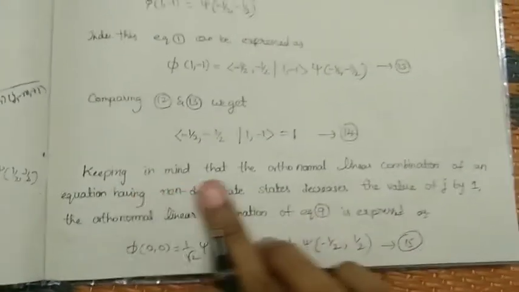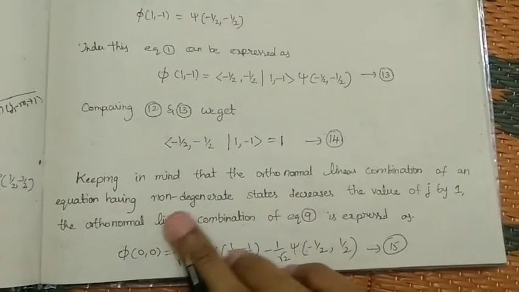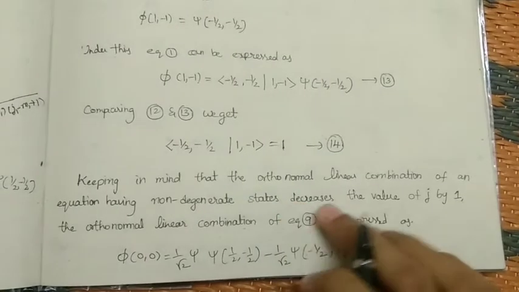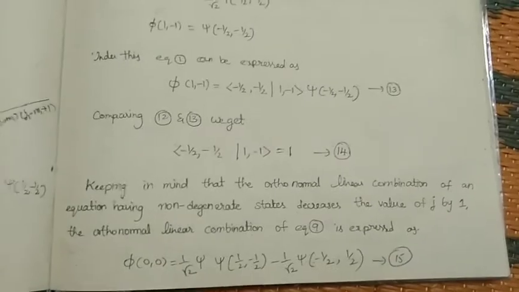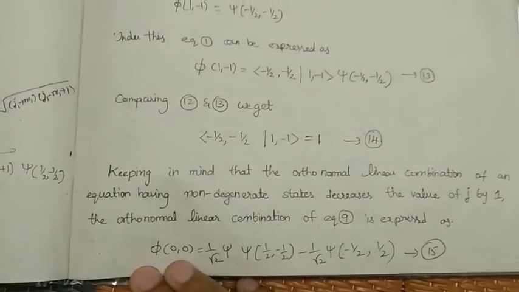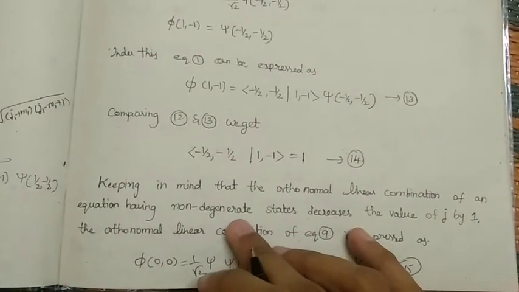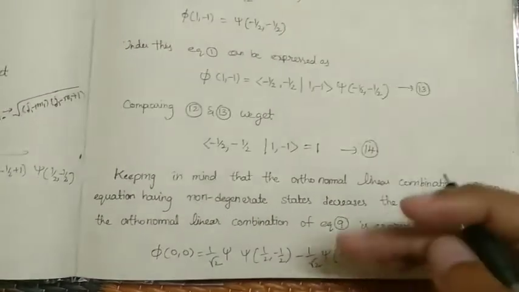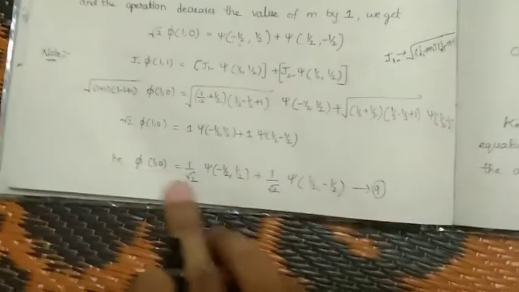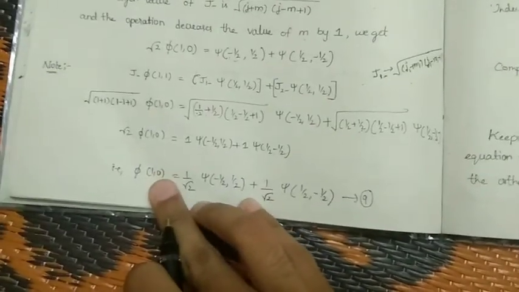So keeping in mind that the orthonormal linear combination of an equation having non-degenerate states decreases the value of j by 1, equation 9 is expressed as follows. So this is equation 9. Here the j value is 1 and the m value is 0.